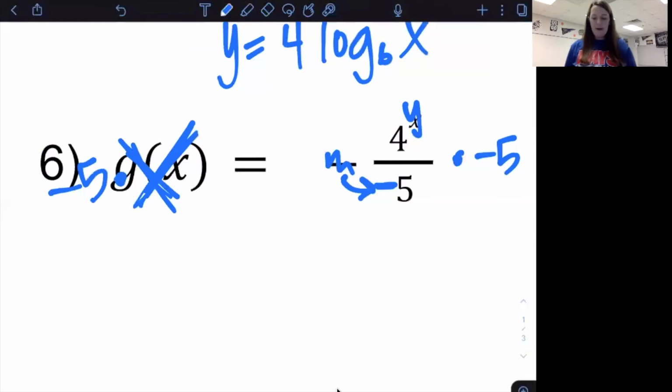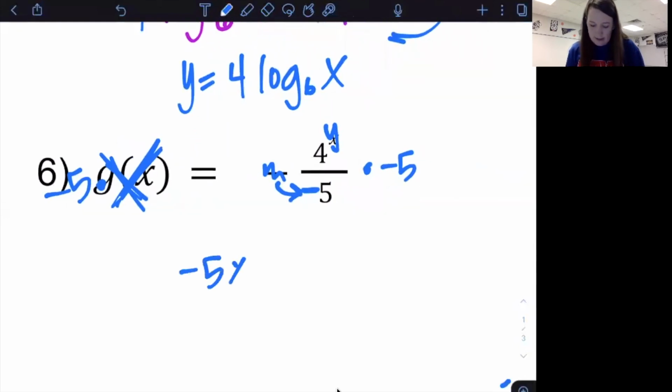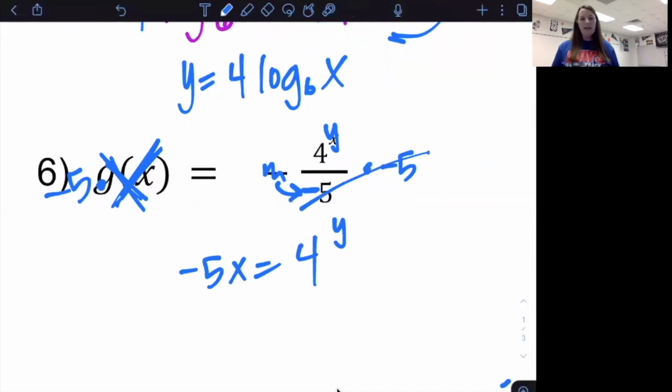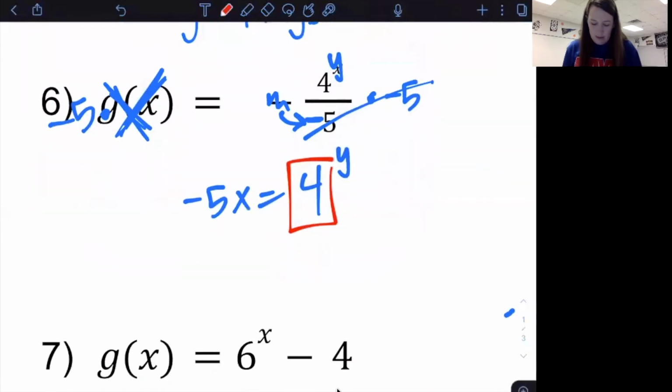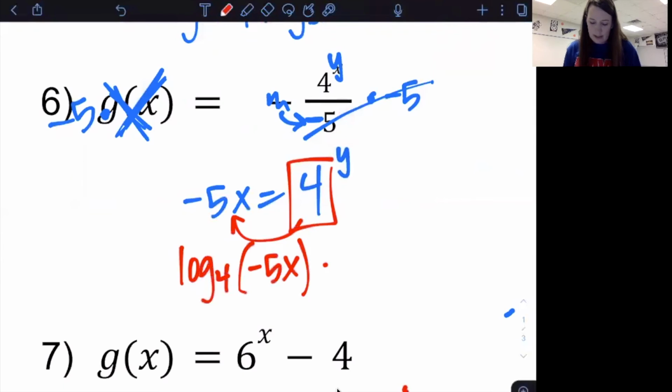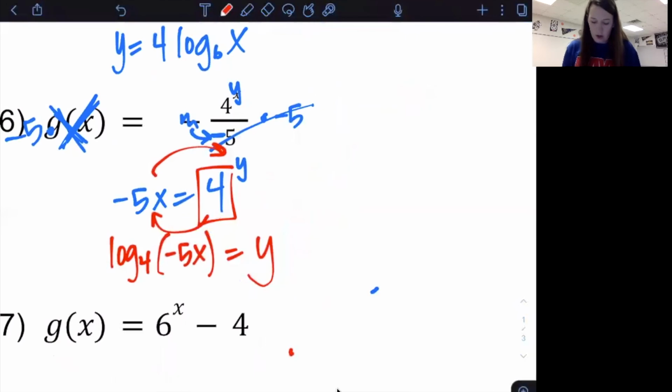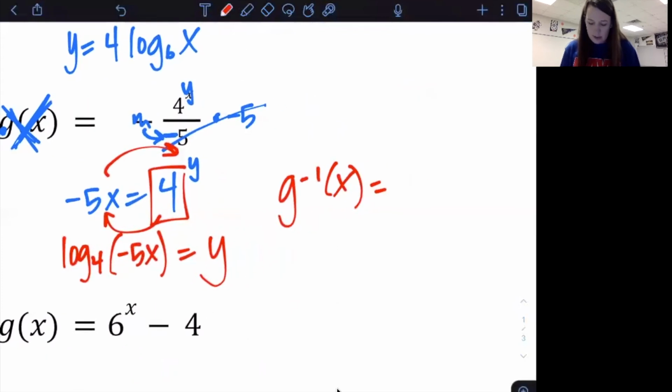So the left has negative 5 times x, which is negative 5x, equals 4 to the y power. So now that we're in exponential form, we've got the exponent isolated. I'm going to go ahead and change it over to logarithmic to find the inverse. So I've got log base 4, and then we want to come across our equals of negative 5x equals y. And with that one step, we have our y isolated. So we could say g inverse of x equals log base 4 of negative 5x.